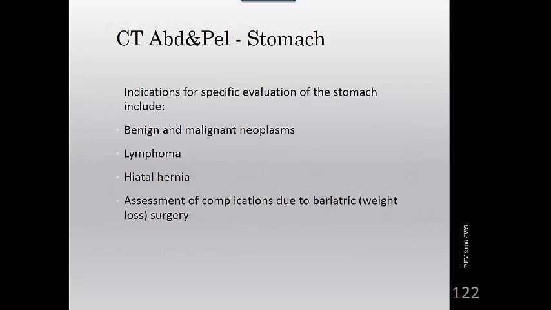Indications for specific evaluation of the stomach include benign and malignant neoplasms, lymphoma, hiatal hernias, and assessment of complications due to bariatric surgery, which is weight loss surgery. Sometimes those incisions or those connections, those anastomoses, can leak, and CT is good at picking that up.